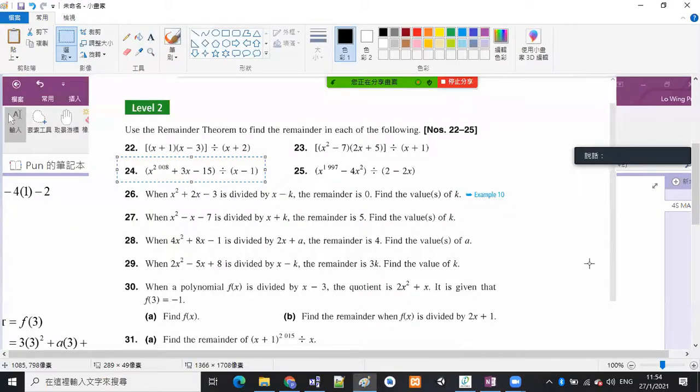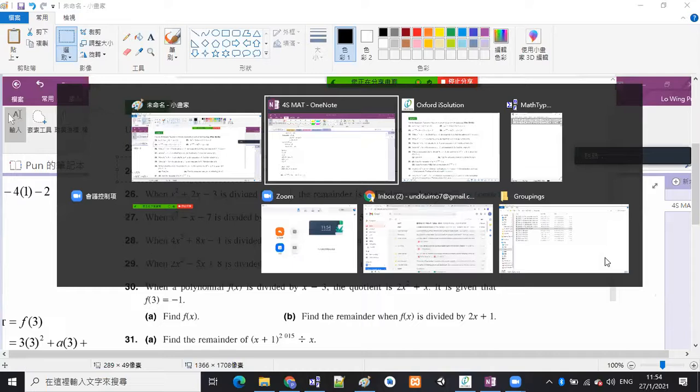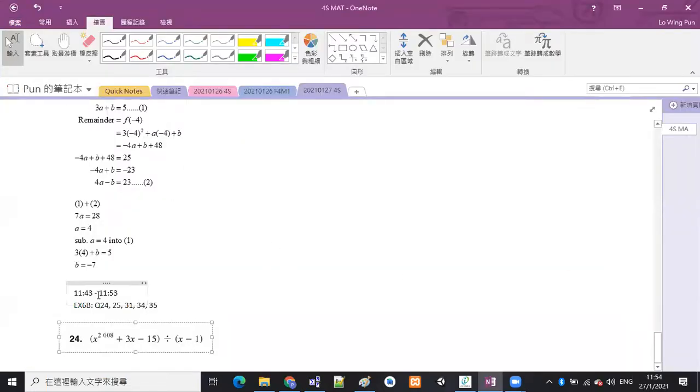Questions 24 and 25 are actually not too difficult, honestly. They just show you some very large powers. Okay, use the remainder theorem to find the remainder in each of the following. Questions 24 and 25 are just finding remainders. We have the dividend and the divisor.